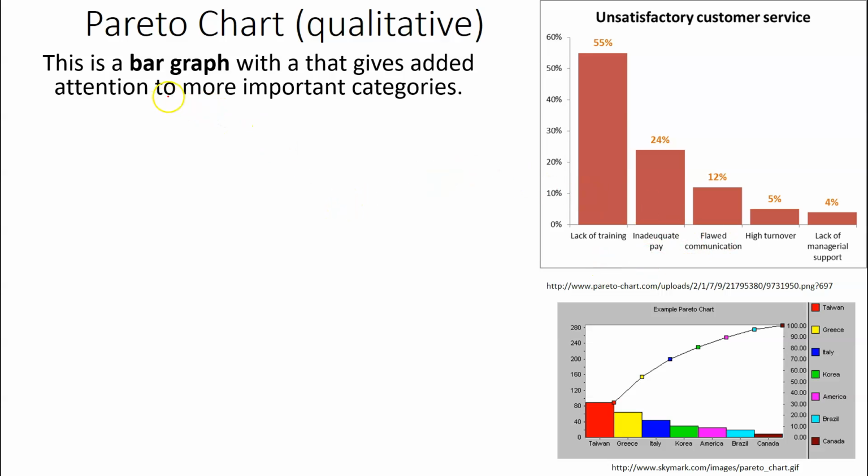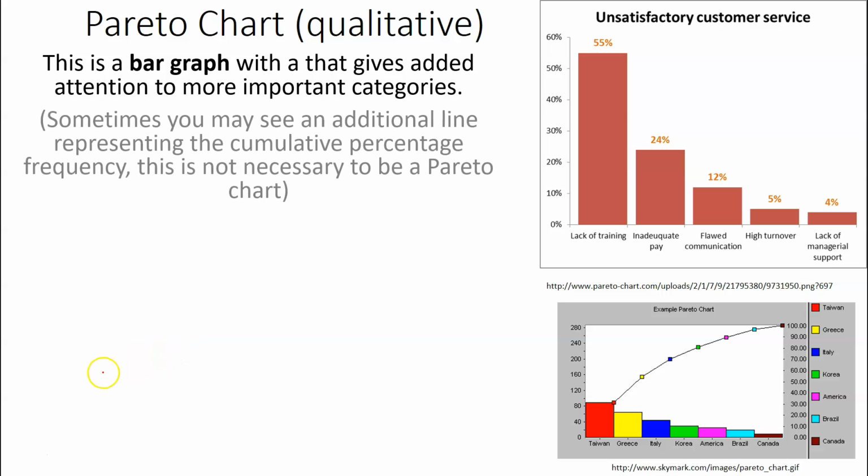That gives added attention to more important categories. Notice it's the most, then the next, then the next, then the next. So it orders them in order of their percentage or their frequencies, whichever, so most going to least, or you could order least going to most. That doesn't really matter. But if you're ordering from most to least or least to most, then you're talking about a Pareto chart.